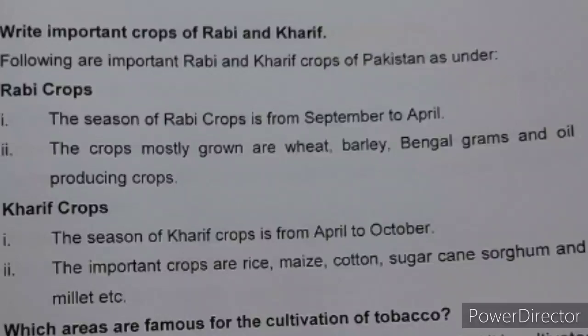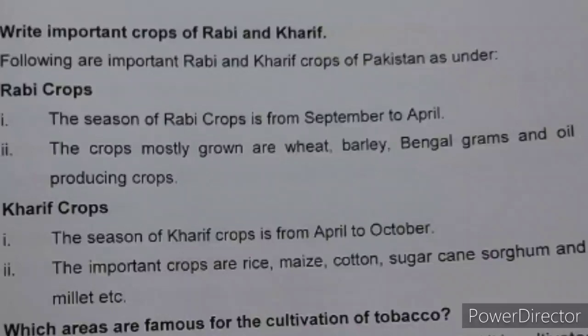And the next question is, write important crops of Rabi and Kharif. Following are the important Rabi and Kharif crops. The season of Rabi crops is from September to April, and wheat, barley, gram and oil seeds are the Rabi crops. And Kharif crops start from April and end in October, when they are harvested. The important crops are rice, maize, cotton, sugarcane, and millet.